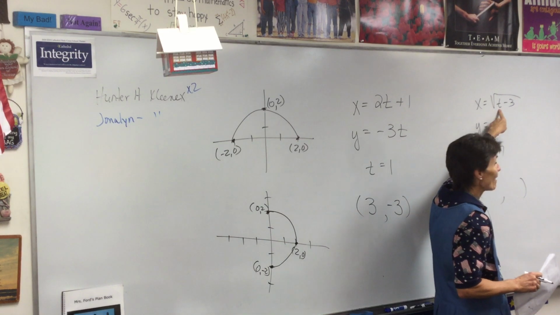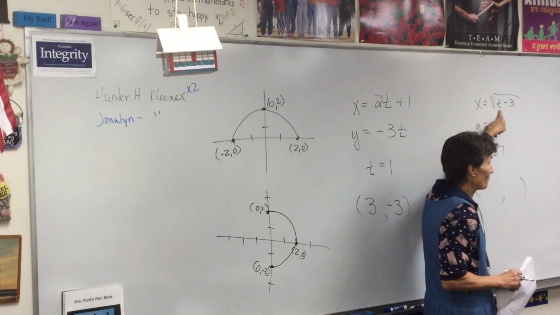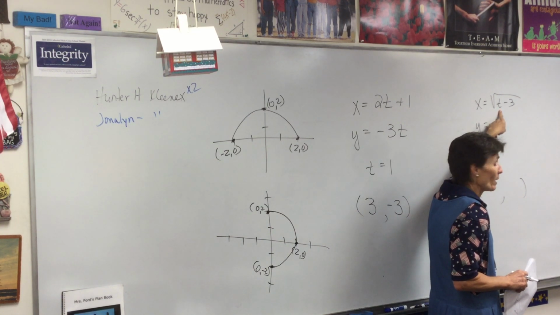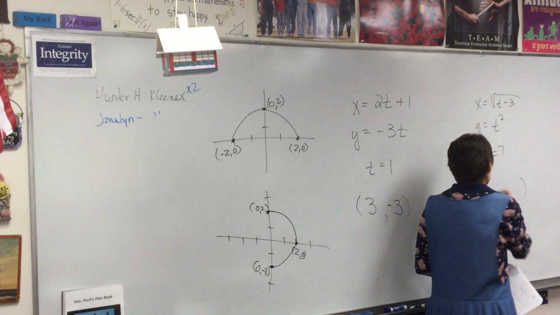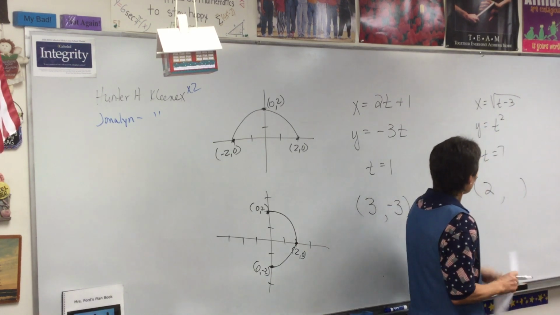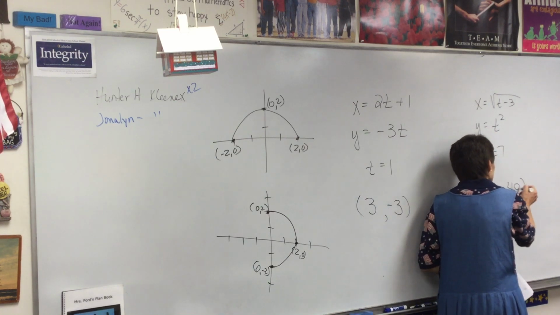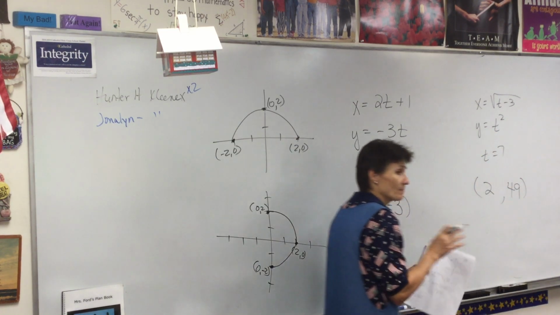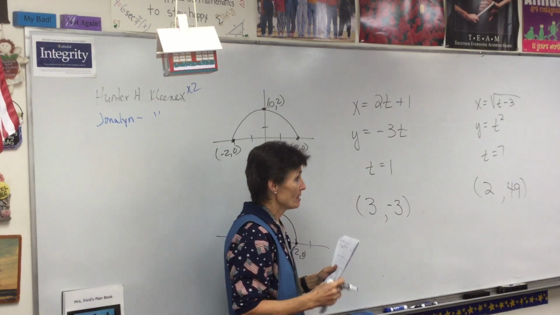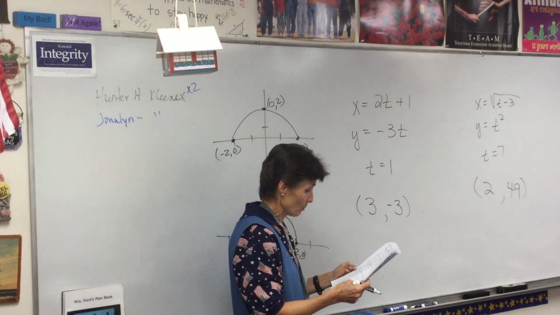If we put in 7, what happens? You're gonna get 4. We get the square root of 4, which is 2. And then if we put in 7, we get 49. Done. That is easy. Nothing complicated with that.